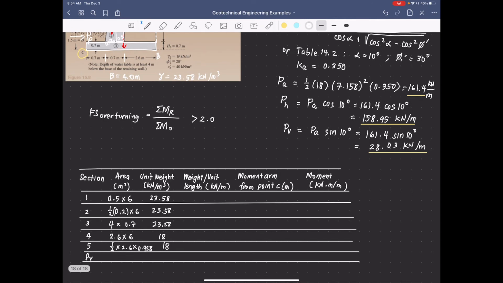Now let's multiply the area by the unit weight, so we can get the weight per unit length. Multiplying 0.5 by 6 by 23.58 will give us 70.74. We can actually calculate the total area, so maybe we'll be needing that later. But there's no more space. Let me just give you the value.